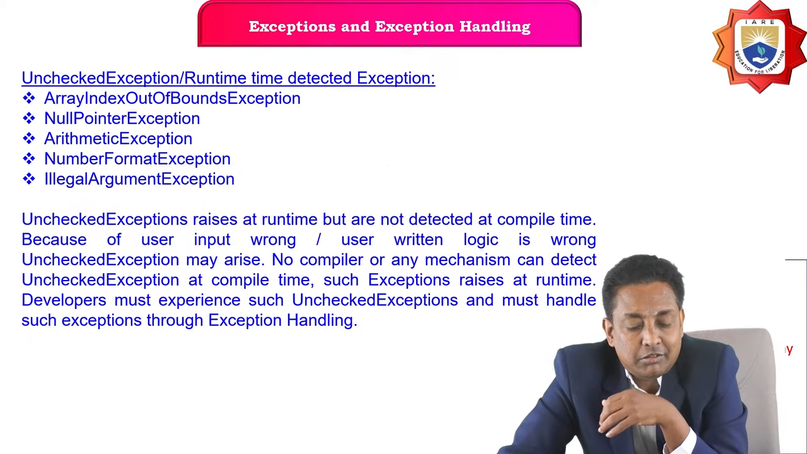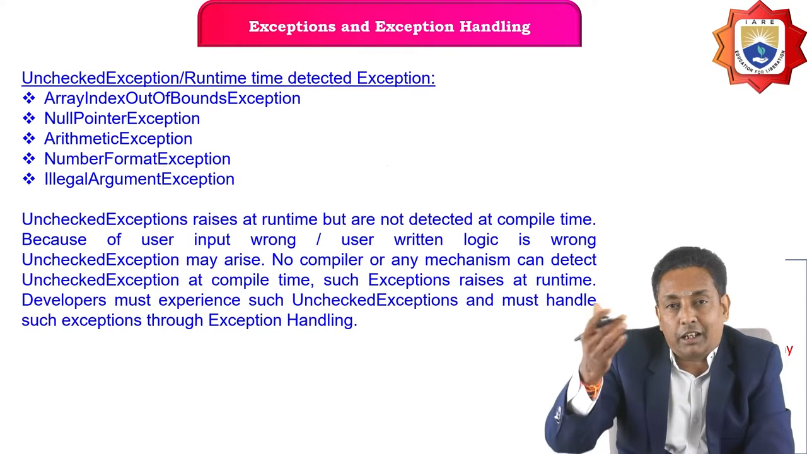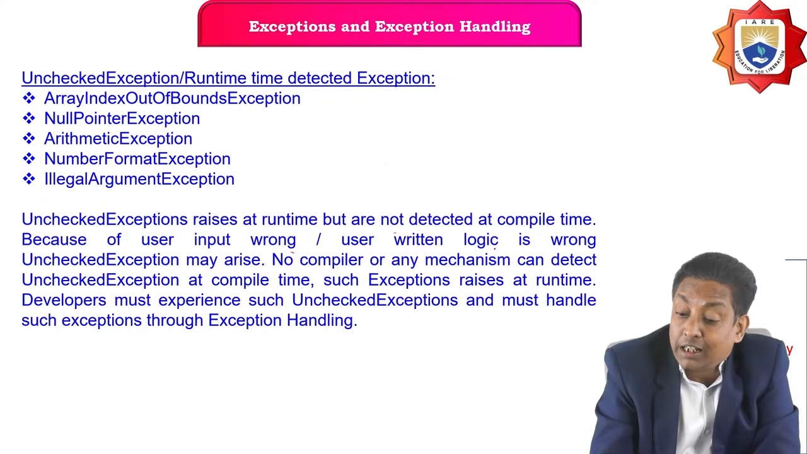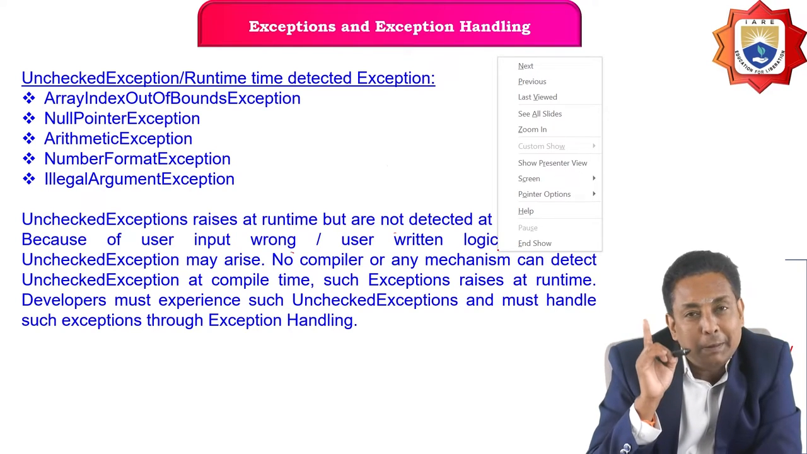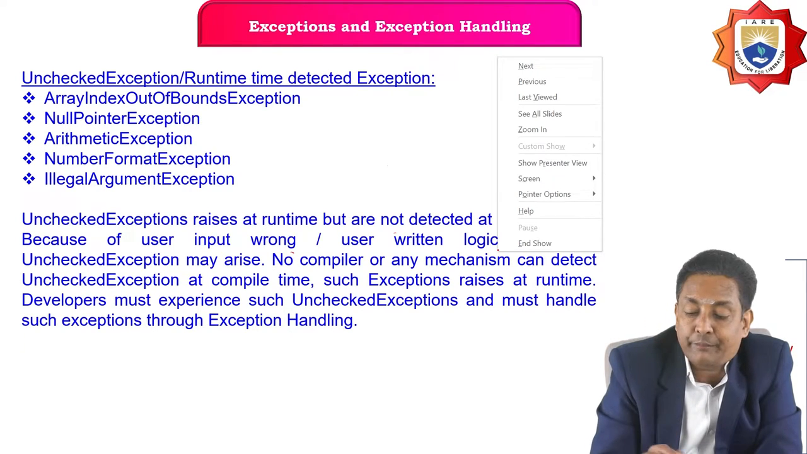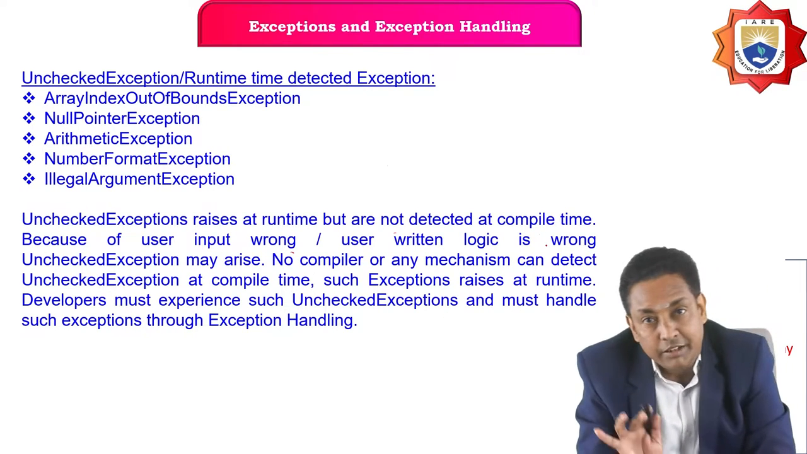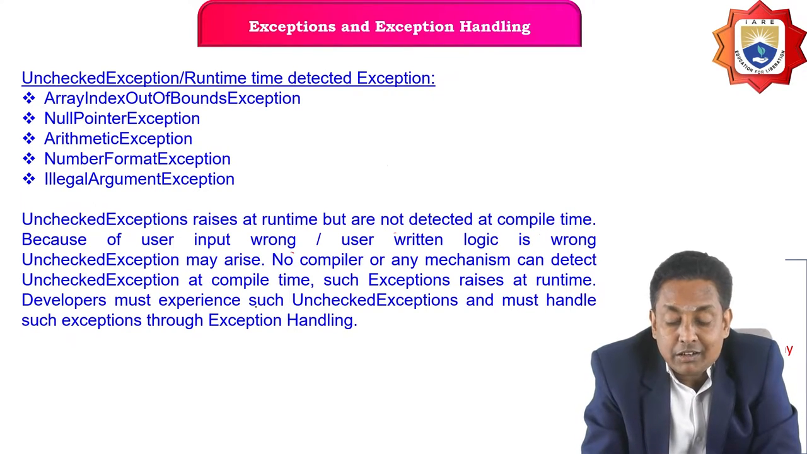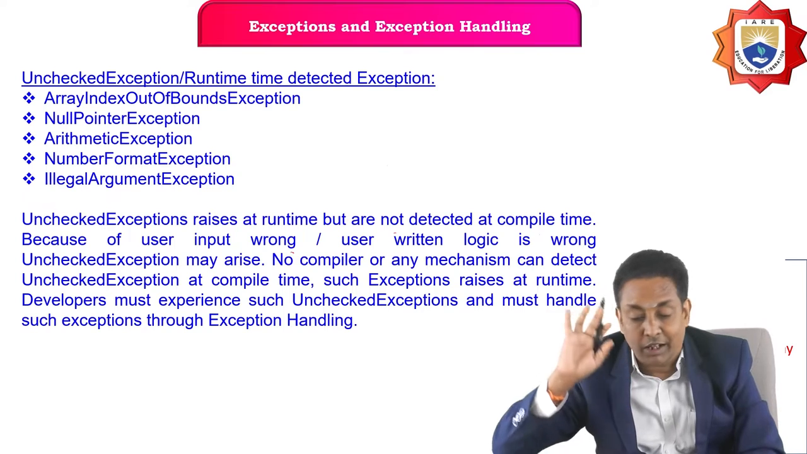So, by experience, you learn how to detect where an exception comes. Unchecked exceptions are raised at runtime but are not detected at compile time, because the user input is wrong or the user-written logic is wrong. Because of that, unchecked exceptions always get raised. No compiler or any mechanism can detect unchecked exceptions at compile time. They are raised at runtime, but they cannot be detected at compile time. Developers must experience unchecked exceptions and must handle such exceptions through exception handling. Only developer experience matters.